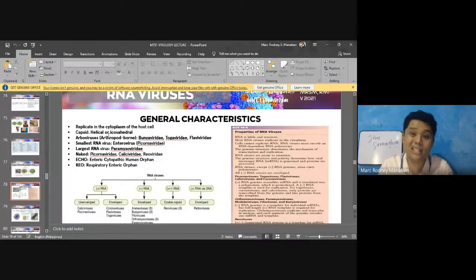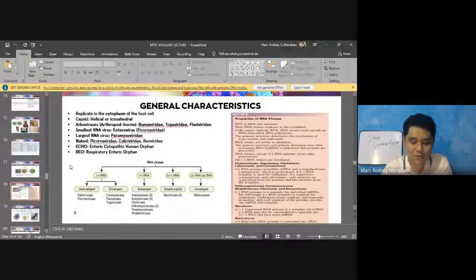Now, for the flowchart, take note of the envelopes. All negative sense RNA viruses are enveloped. Who are they? Arena, Bunya, Filo, Ortho, Para, and Rhabdo. And for positive sense RNA, the unenveloped ones are Calici and PicoRNA. So we have also mentioned who the naked ones are: Picornaviridae, Caliciviridae, and Reoviridae. The rest are enveloped. That's for the general characteristics of RNA viruses.